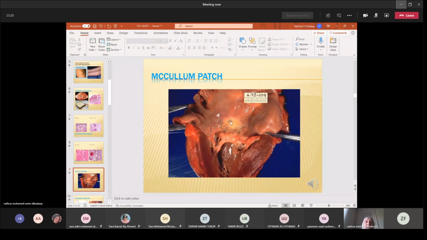This is called the MacCallum's patch, and it is present usually in the left atrium. The most affected parts of the heart will be the left atrium and the left ventricle. We get also inflammation of the valves, and the valves are also affected in order.